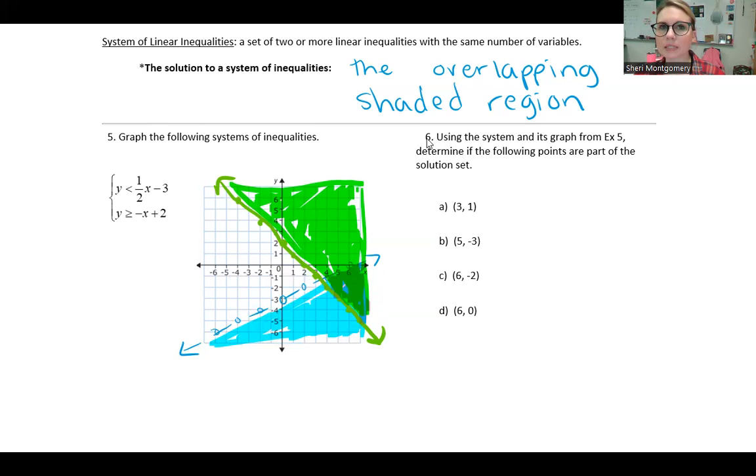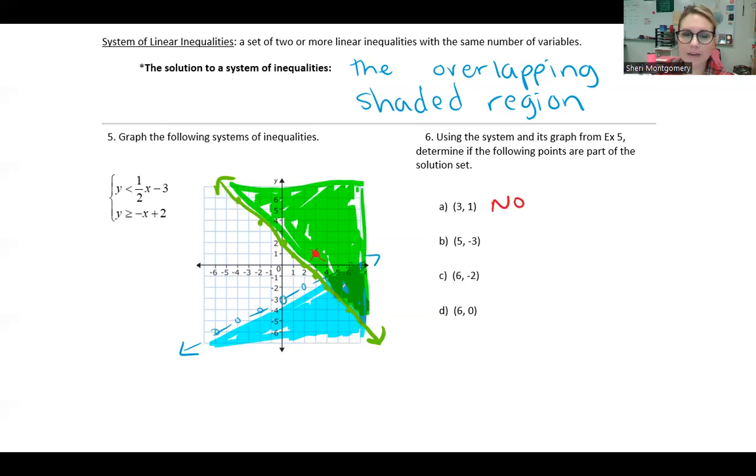So part 6 kind of tags along with this one. It says, use the system and its graph to determine if the following points are part of the solution set. Well, I'm going to go plot each one of these points and see if they're inside that shaded region. The first one is the point (3, 1). This is why we did that practice dot to dot picture. So I'm going to go over 3 and then up 1 and put a point. Is that inside the overlapping shaded region? No. That is not inside the overlapping shaded region.